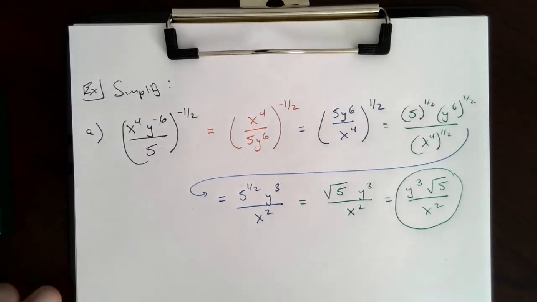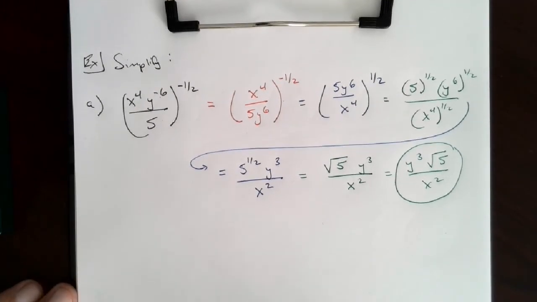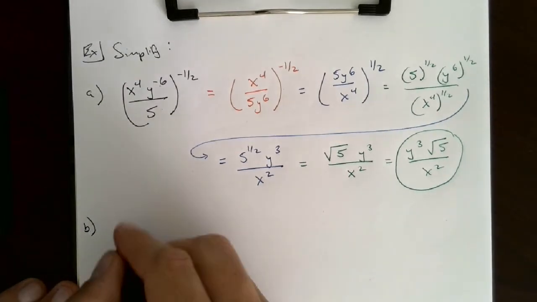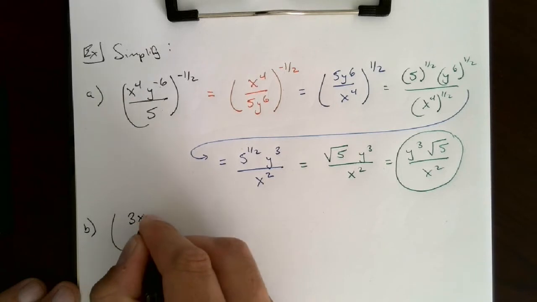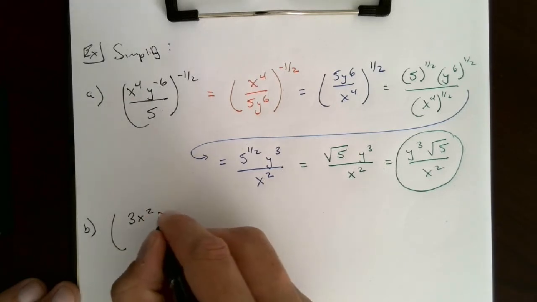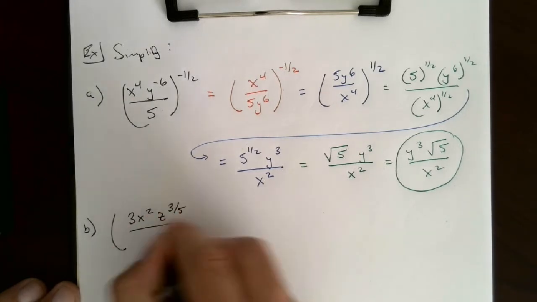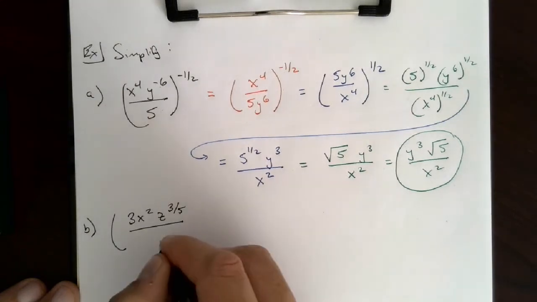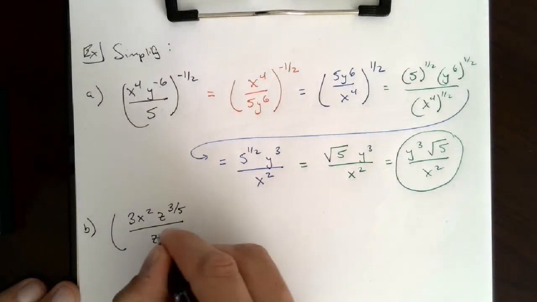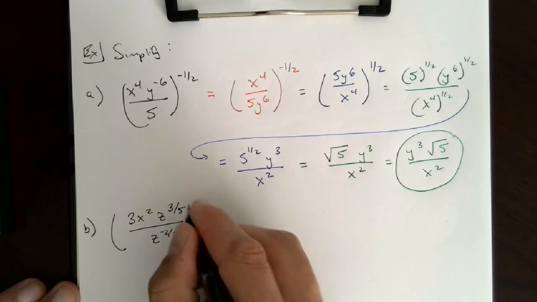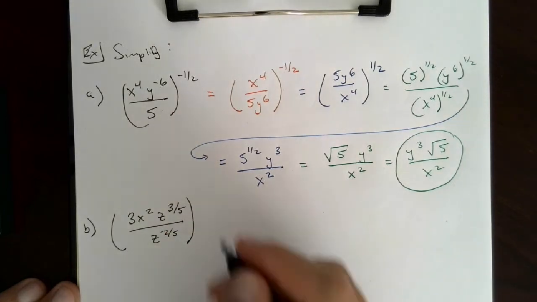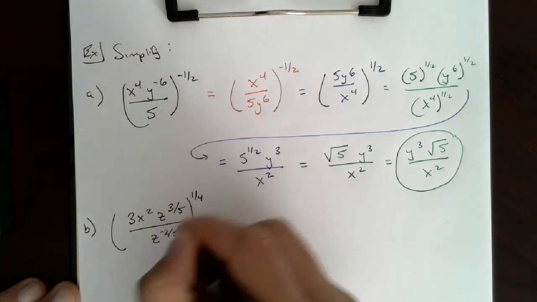Let's take a look at another one, and let's use this one here. If I said I had 3x squared z to the 3/5 over z to the negative 2/5, and then we're going to raise that to the 1/4 power.